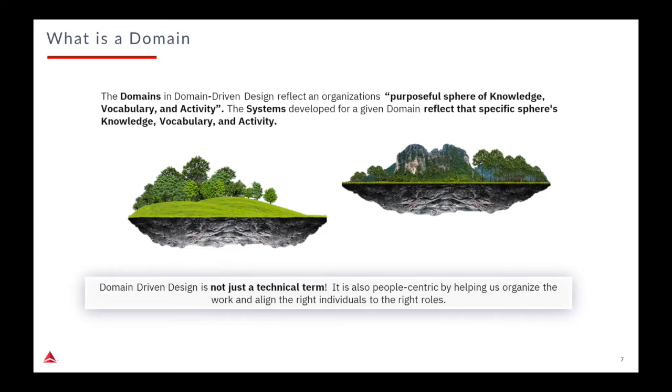So when we talk about domains, it isn't just from that purposeful sphere of vocabulary and activity, it also is a people-centric sphere. It helps the organization align the right individuals in the right roles to the work and helps them understand the capabilities that they're going to be enabling. There isn't this lost in a drift of multiple organizations coming to me asking for multiple different requirements to be met. This helps build a little bit more of a focus and protection for those individuals.